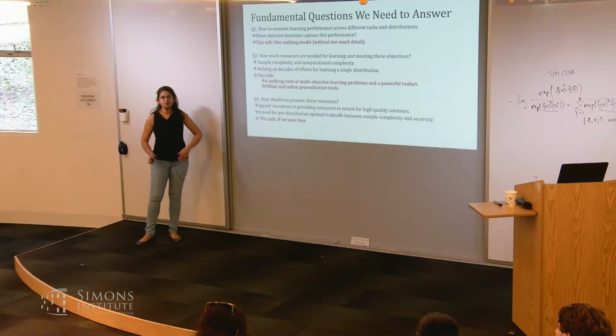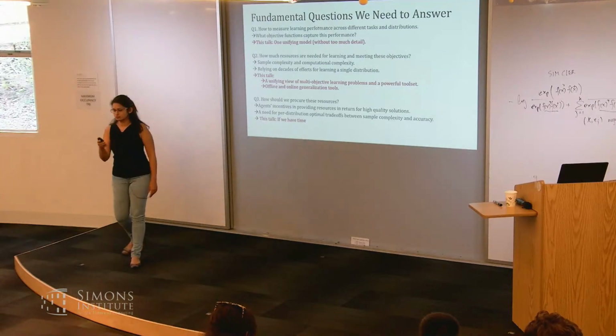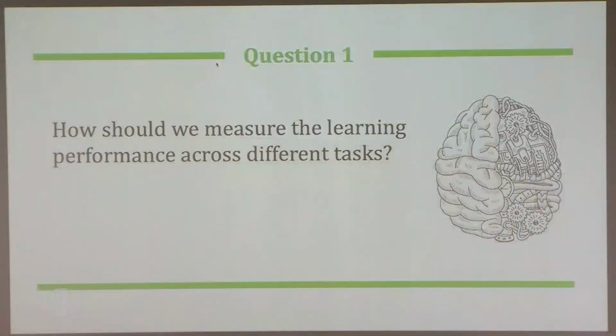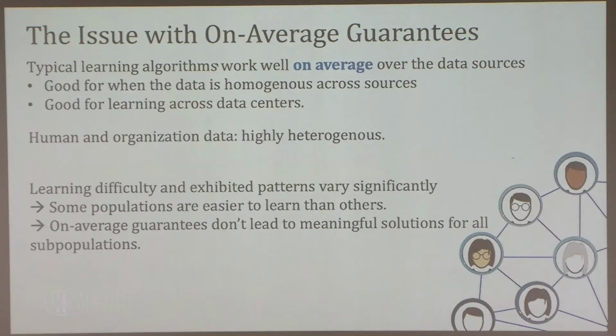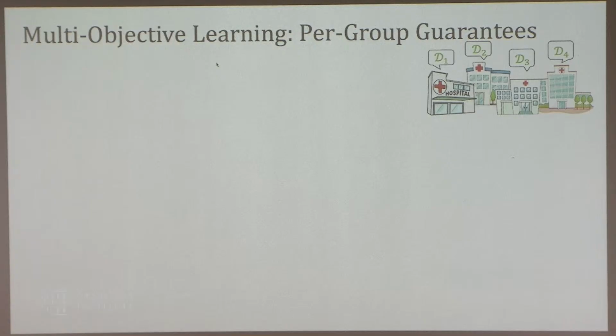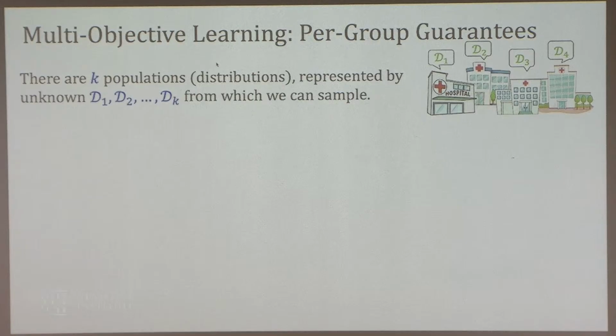So let's start with the formalism. I gave you examples, but you do want to see what the formalism is. So the first question: how do we measure the performance of these learning tasks? And I already said you don't want to do it on average. There are lots of problems. So let's move towards the per-group guarantees that we discussed. The picture I want you to have in mind is the hospitals with different distributions. So we start with K populations as represented by distributions D1, D2 to Dk. You don't know what these distributions are, but you have sampling access to them. So you can at will take additional samples from distribution i.